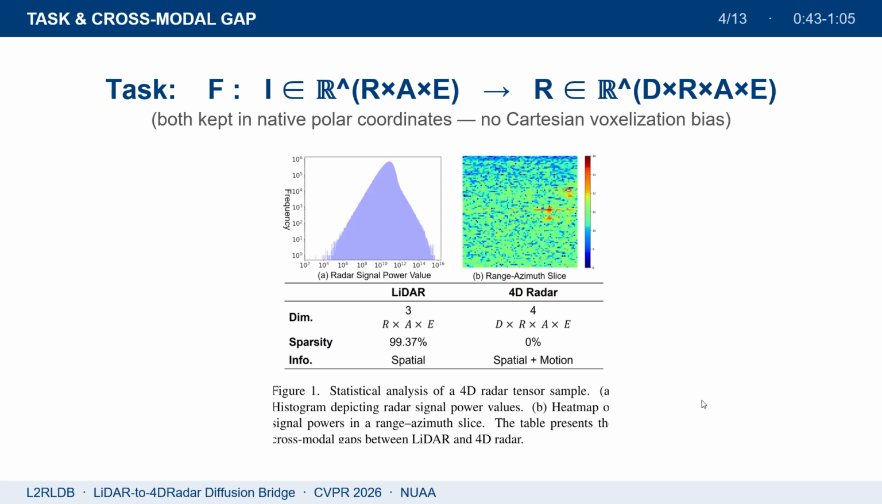Concretely, our task maps a sparse 3D LiDAR tensor to a dense 4D radar tensor, both in their native polar coordinates. Look at the gap. Radar signal power spans 14 orders of magnitude, and while LiDAR is 99% empty, radar is fully dense. These two modalities are fundamentally different.